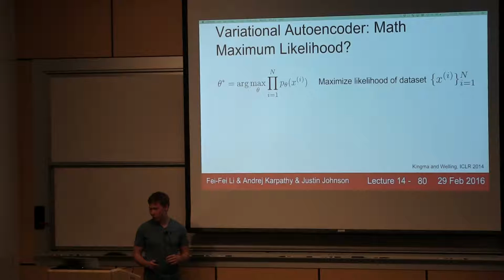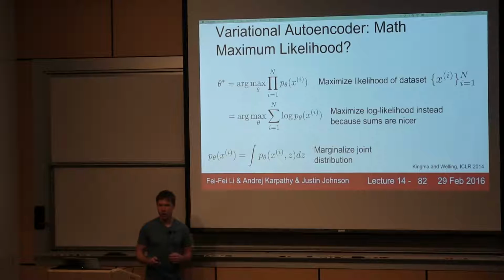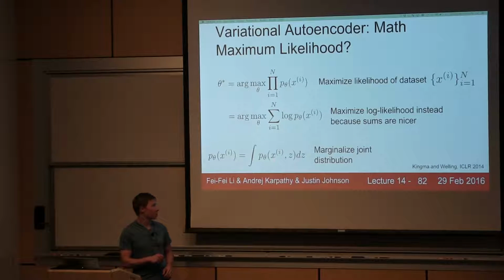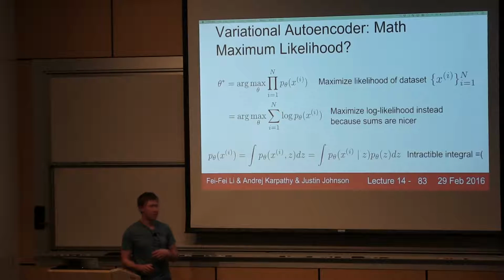So I wrote down a bunch of math, and I don't think we really have time to go through it. But the idea is that classically, when you're training generative models, there's this thing called maximum likelihood, where you want to maximize the likelihood of your data under the model, and then pick the model that makes your data most likely. But it turns out that if you just try to run maximum likelihood using this generative process that we had imagined for the variational autoencoder, you end up needing to marginalize this joint distribution, which becomes this giant intractable integral over the entire latent state space. So that's not something that we can do.